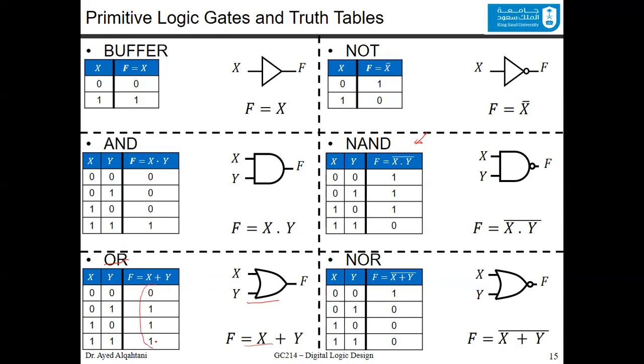You can compare this output with this output. You can also say that the only case that is going to generate 1 is when both inputs are 0 and 0. If both inputs are 0, then it will generate 1. Other than that, it will generate a 0. Similarly, you can notice that there is a bubble here, indicating that the NOR operation is the OR, and after that you have a negation or an inversion. The function is X or Y, all bar.